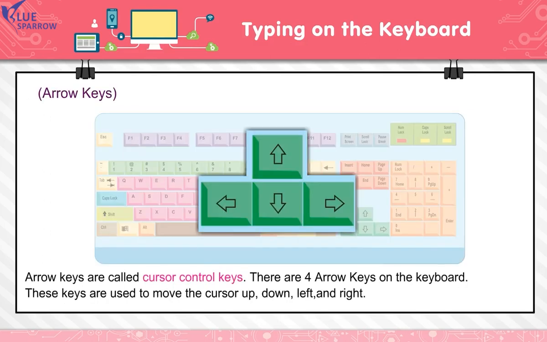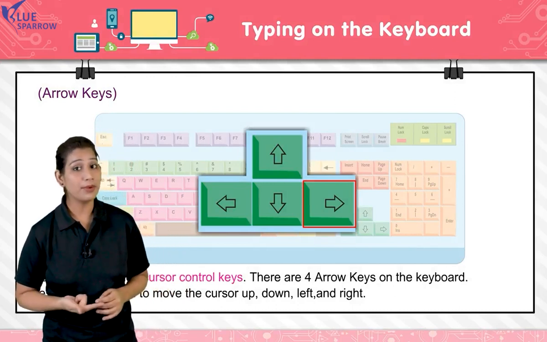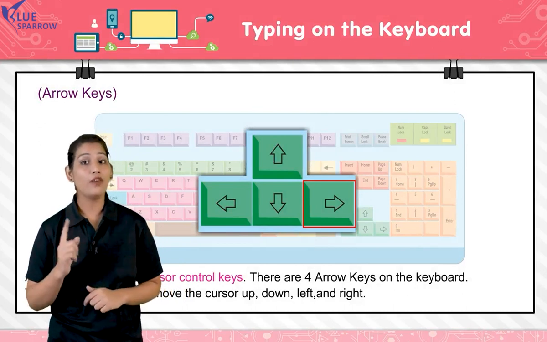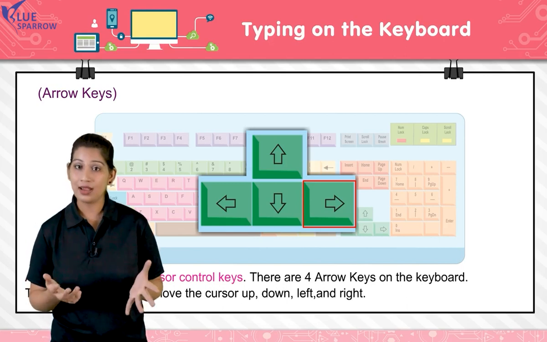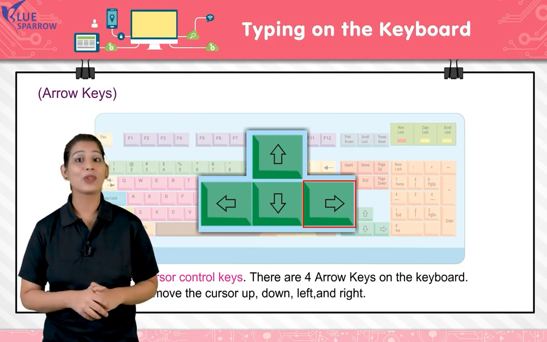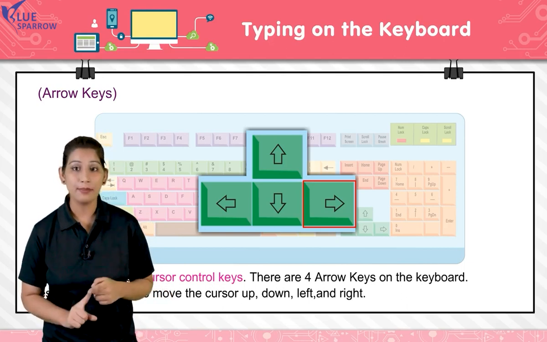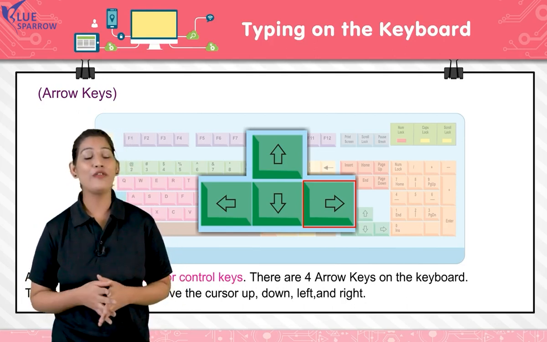Arrow keys. Arrow keys are also called cursor control keys. There are 4 arrow keys on the keyboard. These keys are used to move the cursor up, down, left and right. So students, we got to know about alphabet keys, number keys and arrow keys. There are 4 arrow keys, left, right, up and down. There are 10 number keys from 0 to 9. There are 26 alphabet keys. All these are helpful to write numbers, alphabets and scroll up and down with the help of keyboard.